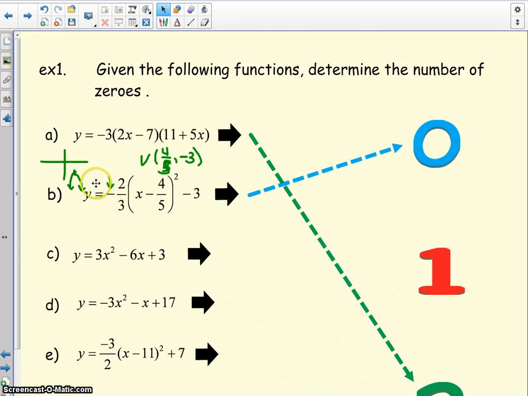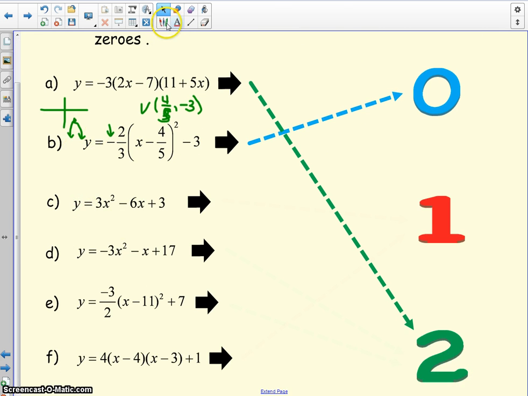I can do the same thing with e down here. Again, doing a quick sketch, I can see with my vertex at (11, 7), that's somewhere in the top right quadrant. The a value is negative, so we open down. I can see from my graph here 2 x-intercepts, so 2 zeros. That takes care of the factored form and vertex form examples.